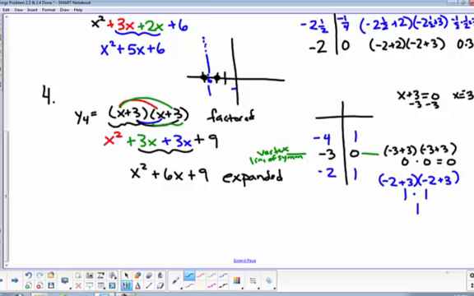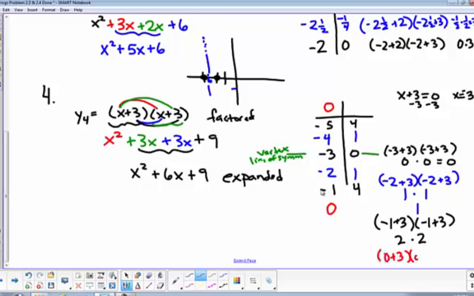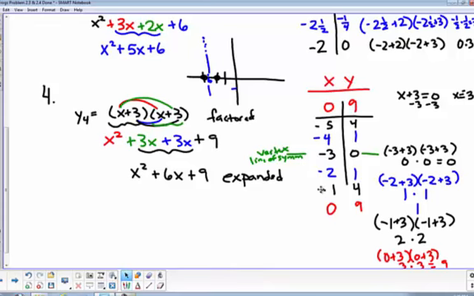Another point we could plug in would be like negative 1 and negative 5. That would match up. So if you plug negative 1 in, negative 1 plus 3 times negative 1 plus 3 is 2 times 2, which is 4. Probably the easiest point to plug in is 0, and this is good also because that's going to be our y-intercept. So 0 plus 3 times 0 plus 3 is 3 times 3, which is 9. You don't have to plug all of these in for your x and y, but you can if you so desire.